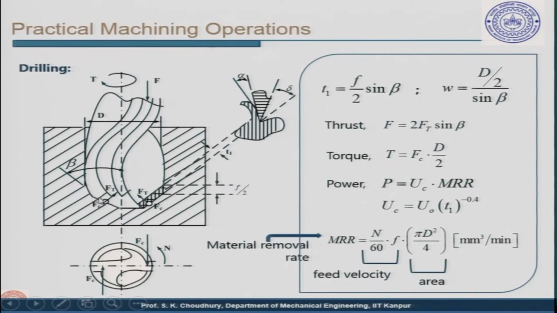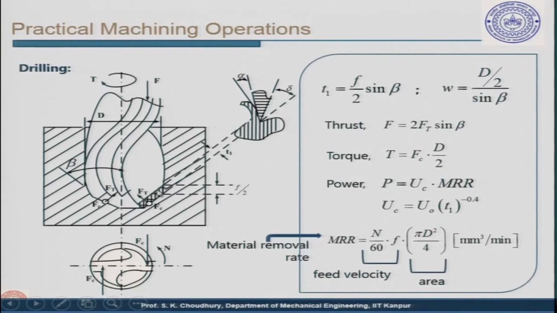So, the total feed is distributed to these two teeth, two cutting lips, and therefore this is the distance moved by the drill in one revolution of the drill, and the distance given to each lip is f by 2, because half of it is given here and half of it is given here. So, do not get confused that this is f by 2, while in turning it is different, because it is a single point cutting tool, with only one cutting edge. Here there are two cutting edges.